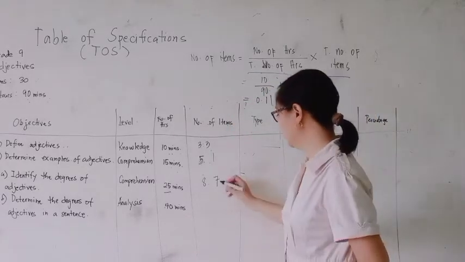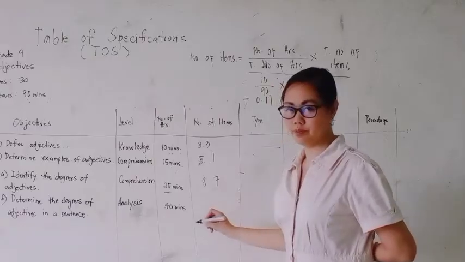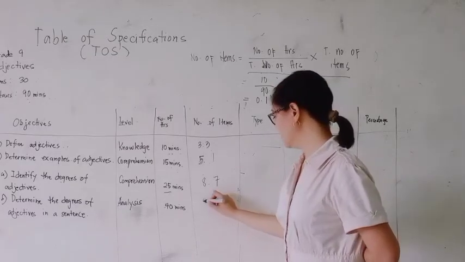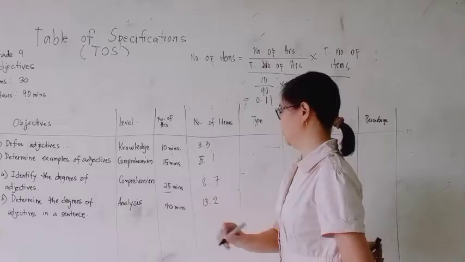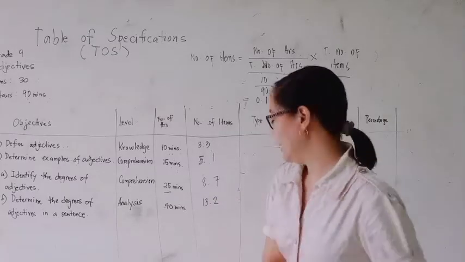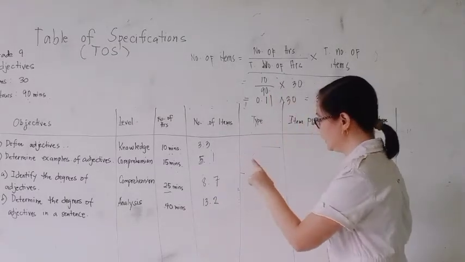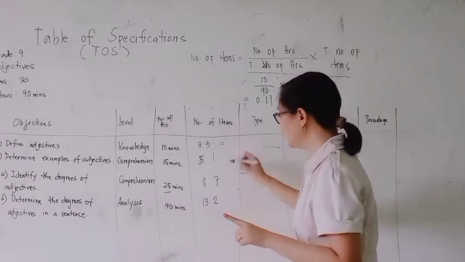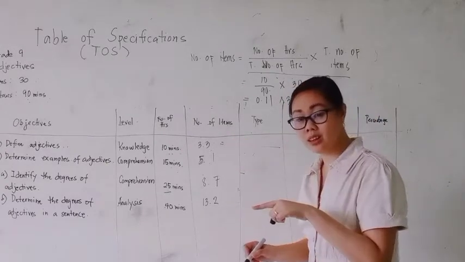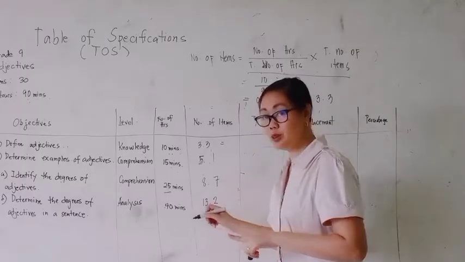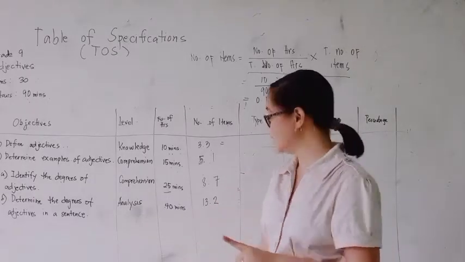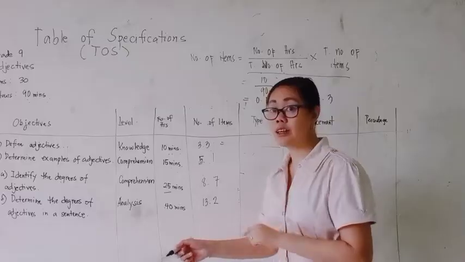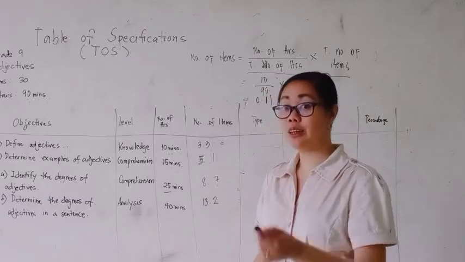That is 13.2. Tingnan natin mabuti, ha. When you have a test item, hindi po pwede na the points is 3.3, then you have 5 items, you have 8.7 items, and you have 13.2 items. You have to round it off. So, i-round off mo.